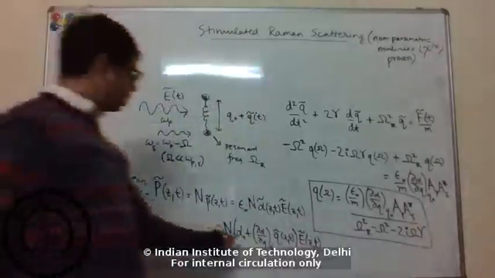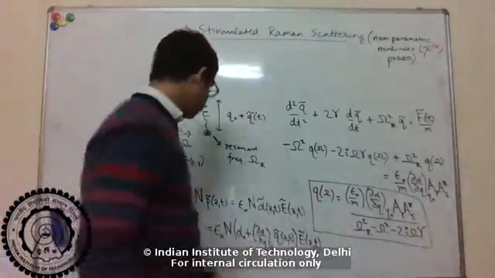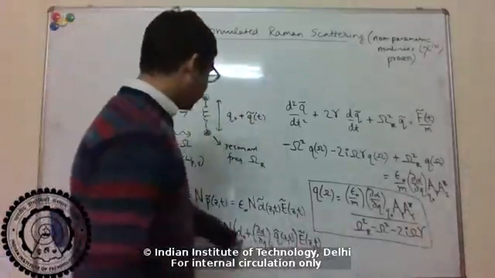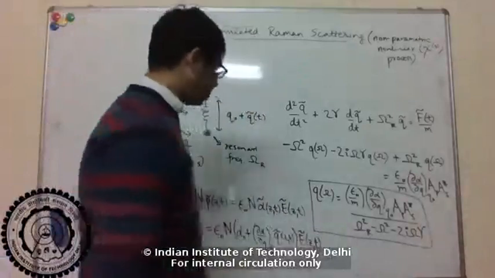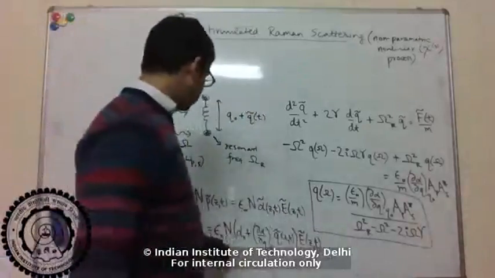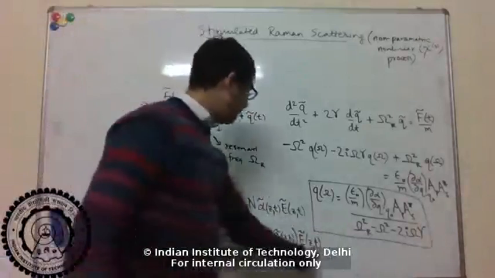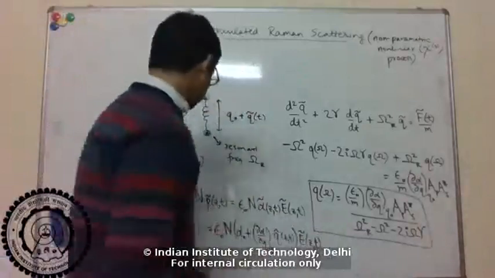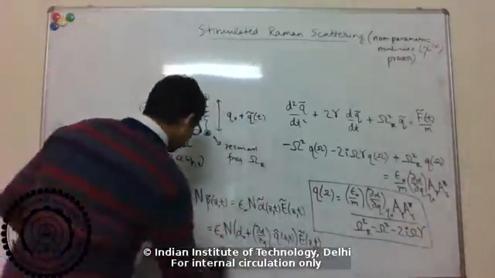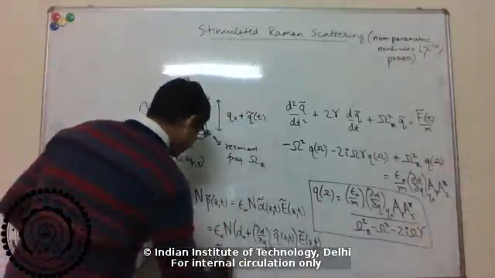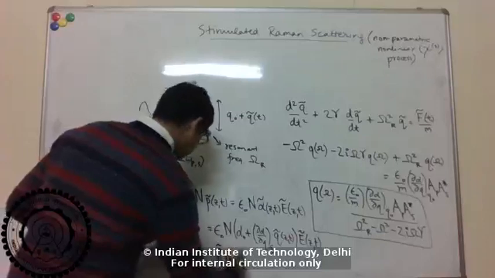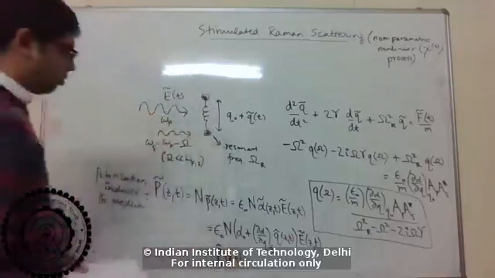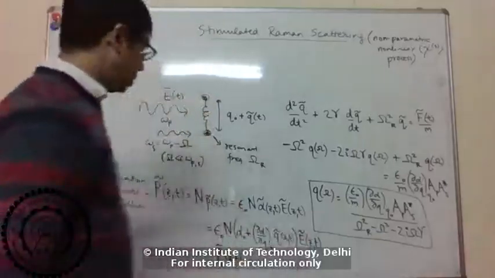Right, so we can split it up into two terms. So the first term will have alpha naught, right? So that term will be just proportional to E, right? So epsilon naught n alpha naught E. So that will be like a linear or first order polarization, right? Which is proportional to E.